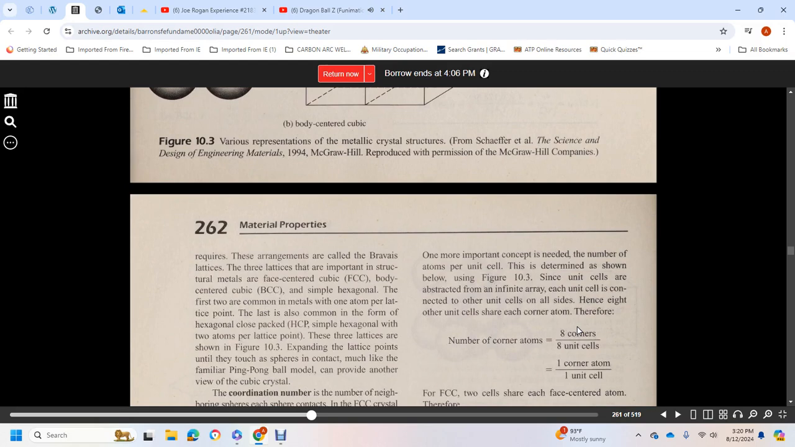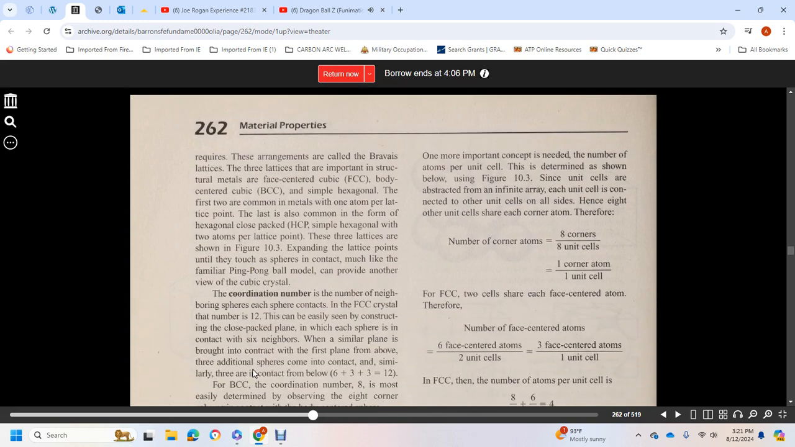and simple hexagonal, with the first two being the most common metals, with 1 atom per lattice point. The simple hexagonal lattice is also known as a form of hexagonal close-packed, or HCP, with 2 atoms per lattice point. The 3 lattices are shown in figure 10.3. Expanding the lattice points until the spheres touch, much like a familiar ping pong ball model, can provide another view of the cubic crystal.